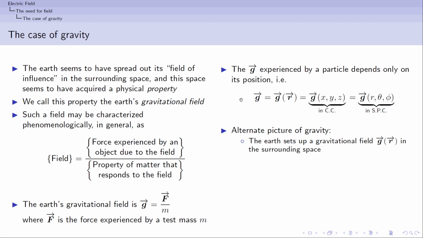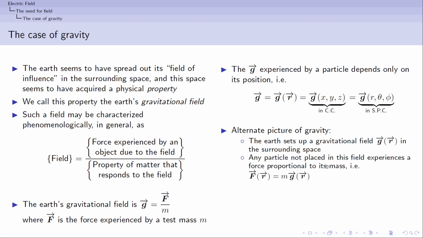The presence of the earth modifies the surroundings and creates what is called a gravitational field. So now any particle which is placed in this field, please pardon the error here, the word not should not be there, any particle which is placed in this field experiences a force which is proportional to its mass. So the earth sets up the gravitational field, and when a particle of certain mass m is placed in this gravitational field, it will experience a force, and that force is going to be proportional to its mass.